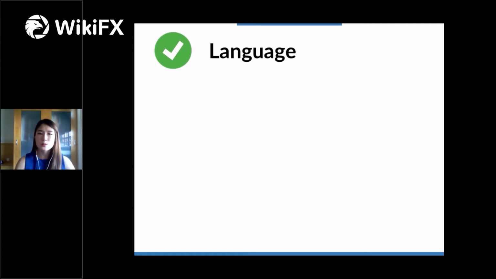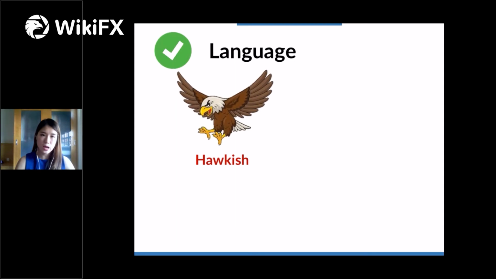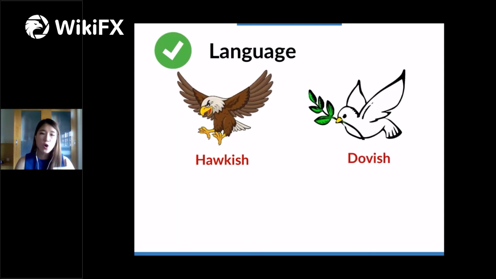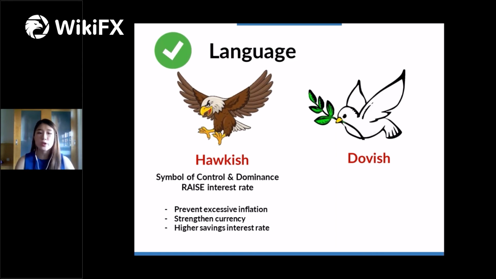In financial terms, we have two terms that talk about language, which are hawkish and dovish. Hawkish is a symbol of control and dominance, which means that central banks may raise interest rates to prevent excessive inflation, strengthen the currency, and give higher savings interest rates. People tend to save rather than spend.